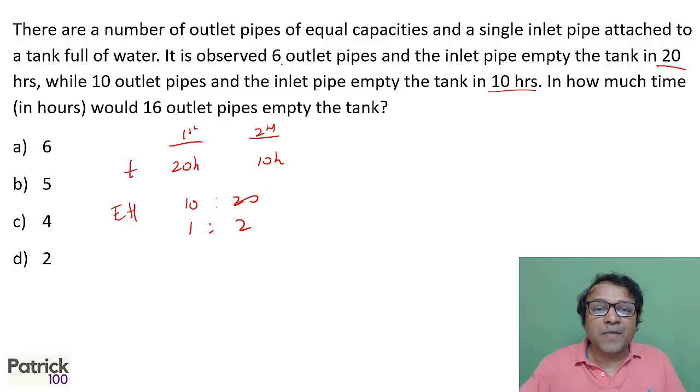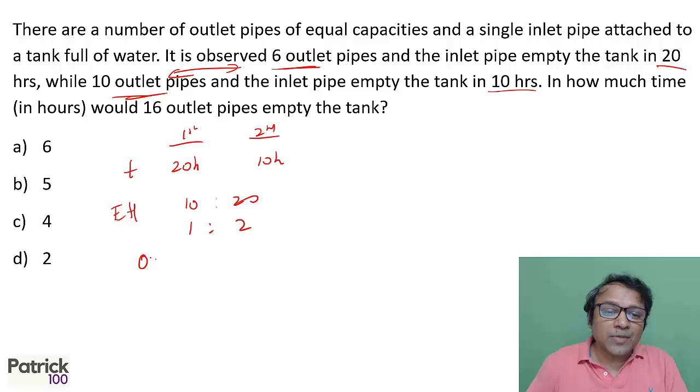But the difference in the outlet pipes is 4 outlet pipes. So technically the first is nothing but 6 outlet pipes minus 1 inlet pipe. The second is 10 outlet pipes minus 1 inlet pipe. The difference is 4 outlet pipes.